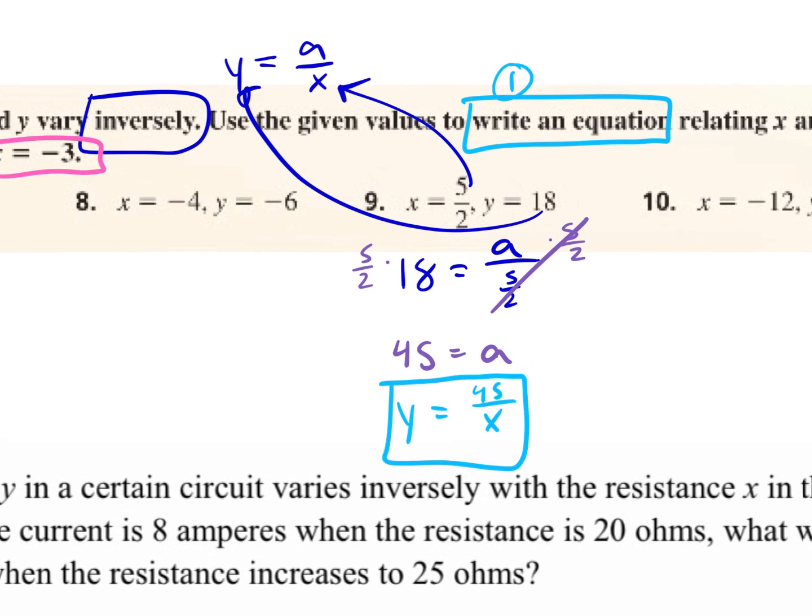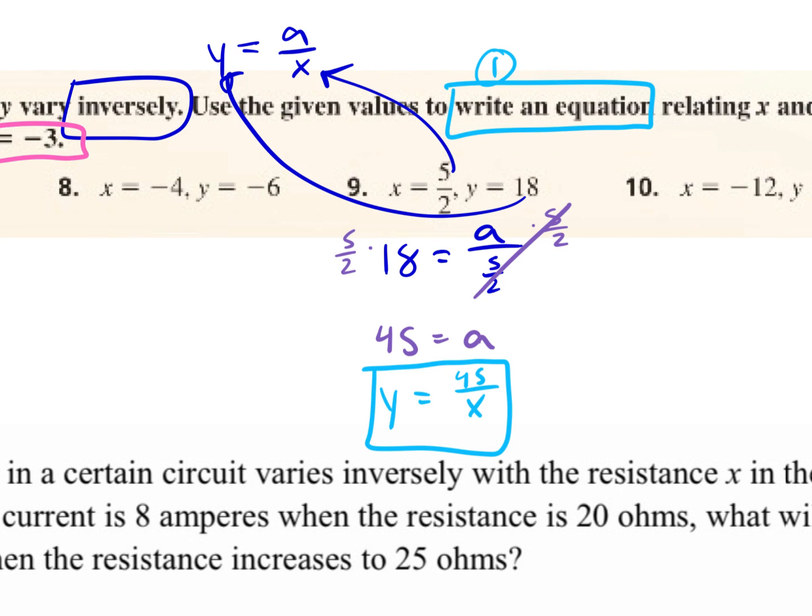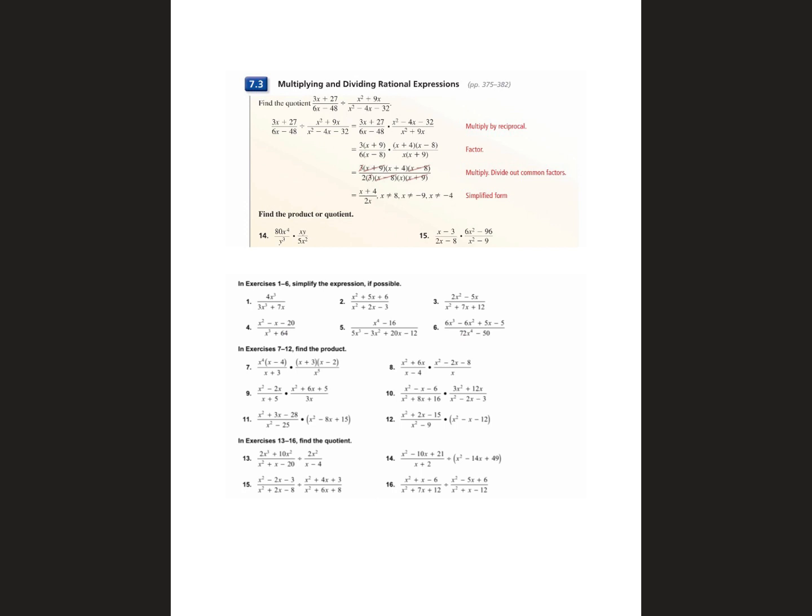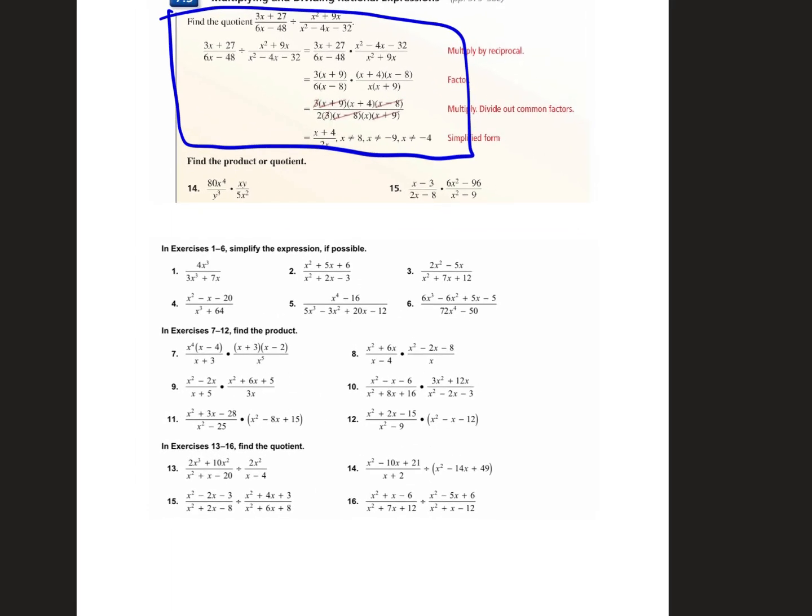But it also asks us what? To solve when x is equal to -3. So I'm going to plug that into x. So y is equal to 45 divided by -3. So what does y equal? -15. Perfect. And then 7(3). So it has a question that's done for us that's a dividing one. And then we're going to do a couple from this page just to practice. So let's do 15.